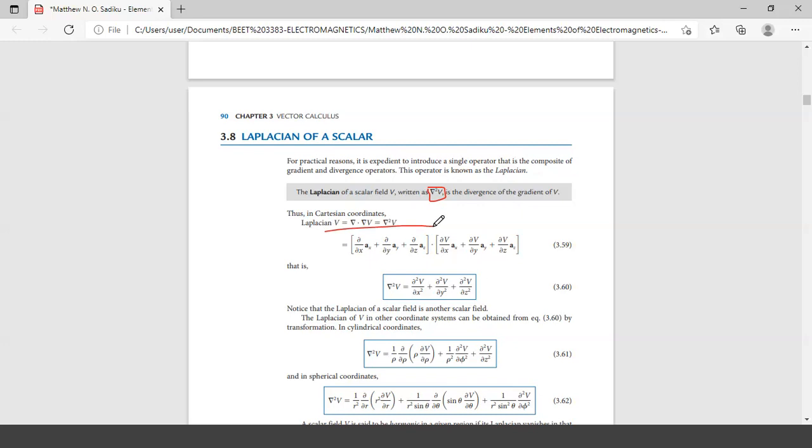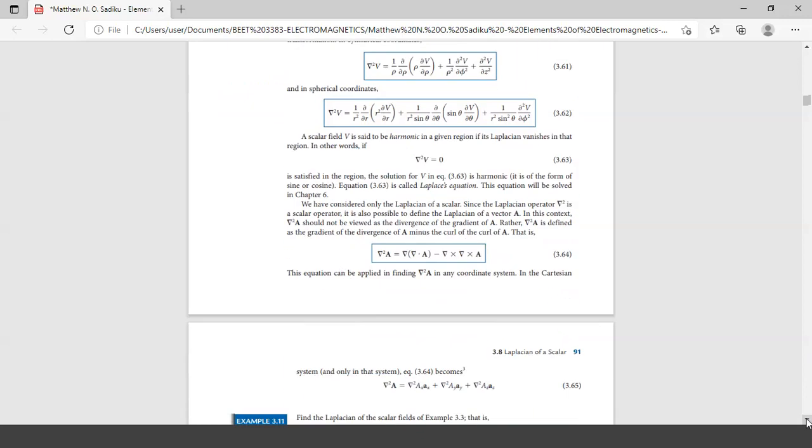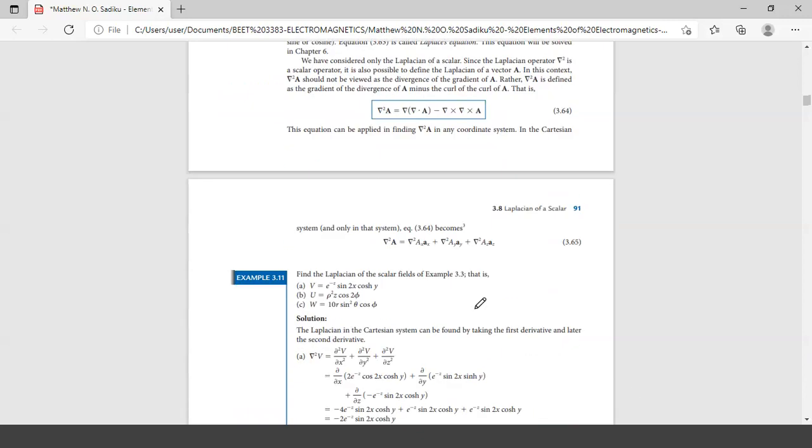Otherwise, we say that del over del x in direction of x plus del over del y in direction of y plus del over del z in direction of z. So after derivation, we got this for Cartesian, this for the cylindrical, and this for the spherical. So you need to know how to use it.